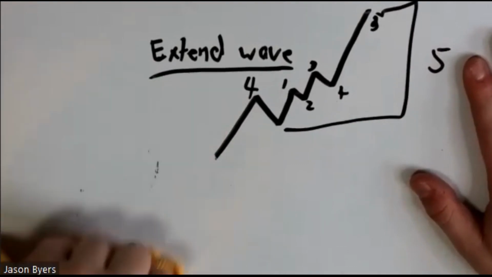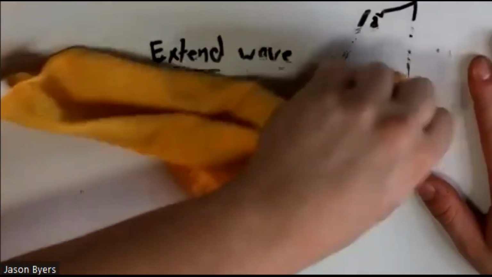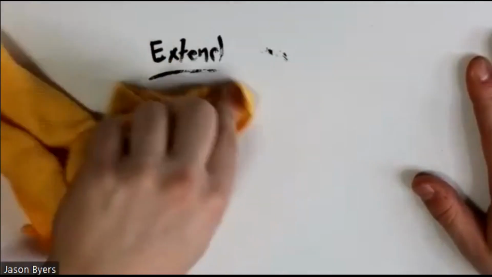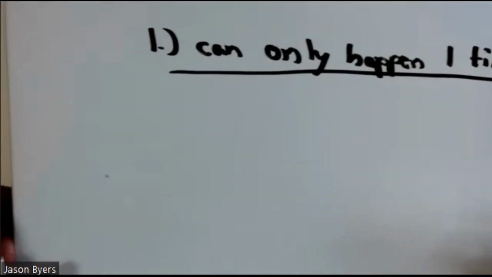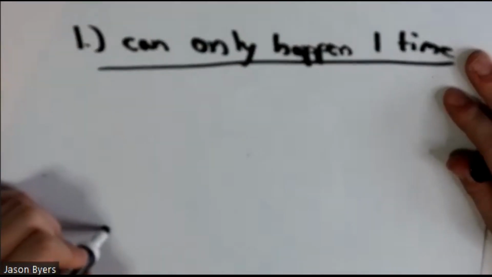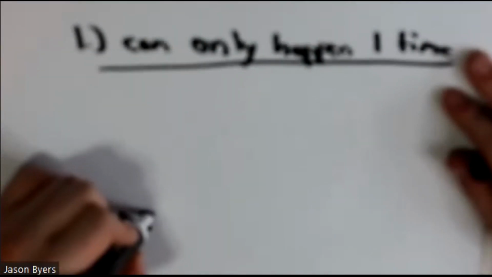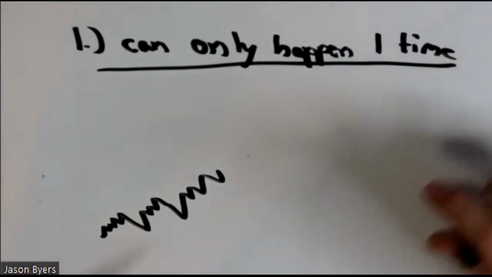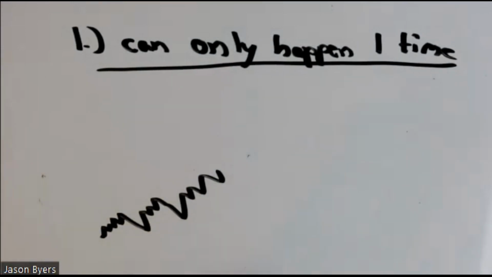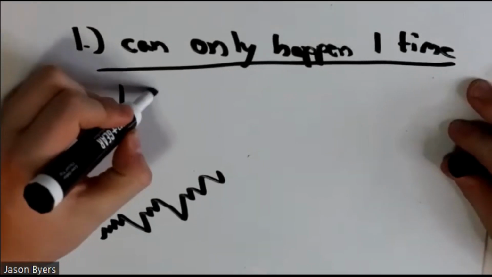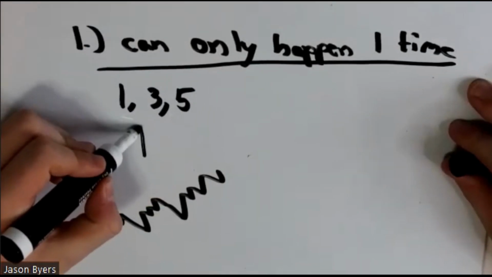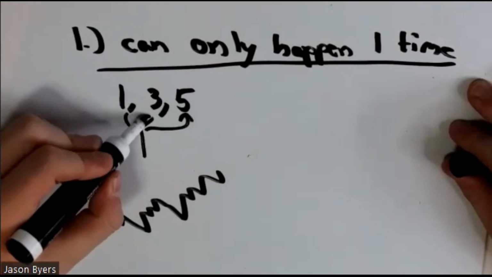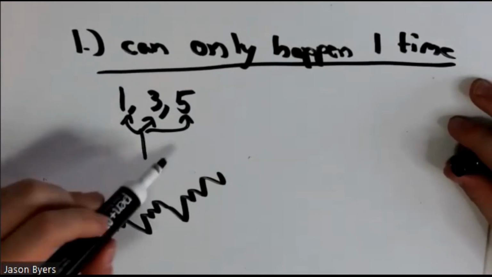Now, let me tell you, there's a few rules to this extended wave theory. Okay, it can only happen one time. So you will not see wave 1, 2, 3, 4, 5, then counter wave, then 1, 2, 3, 4, 5, then counter wave, then 1, 2, 3, 4, 5. That's not the extended wave theory. That's just choppiness. Okay, so understanding that out of waves 1, 3, and 5, only one of these 3 can be the extended wave, not all three. Okay, not all three.